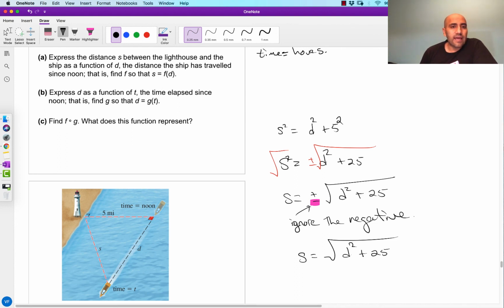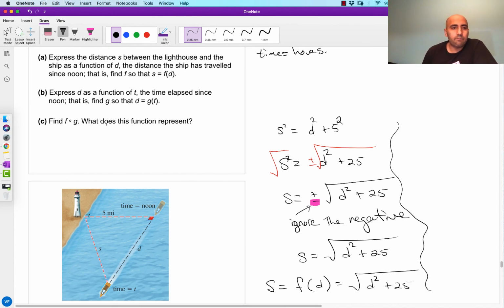Express the distance s between the lighthouse and the ship as a function of d, the distance the ship has traveled since noon. That is, find f so that s equals f of d. So that distance s can now be described as a function f of d, where the input is d, and that's equal to the square root of d squared plus 25. So that takes care of A.